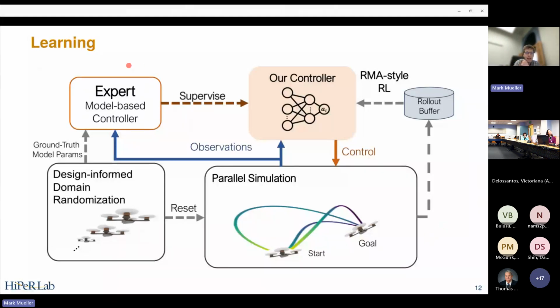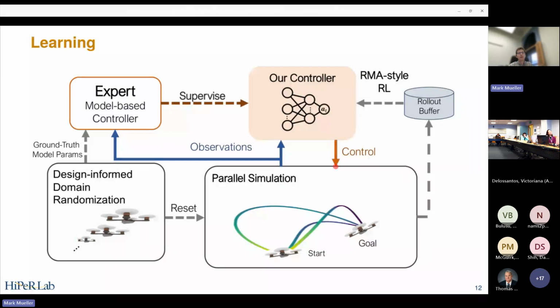We have an expert controller. And when I say expert controller, what I mean is we have a model-based controller that has access to the true parameters of the vehicle. So this should be a fairly good controller, and it will, of course, generate good feedback control commands. And then we have our learning-based controller that is trying to generate commands as well.